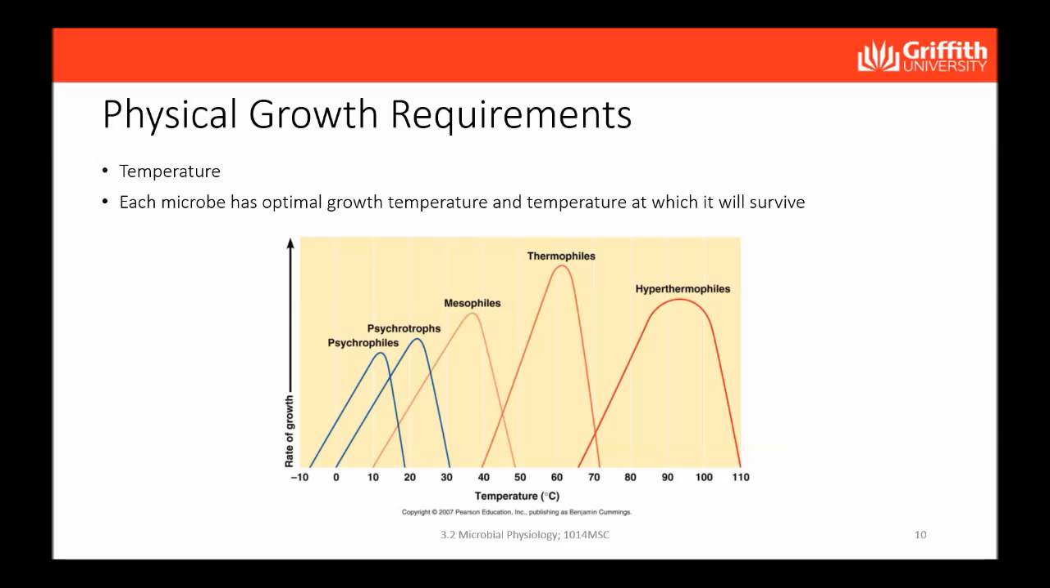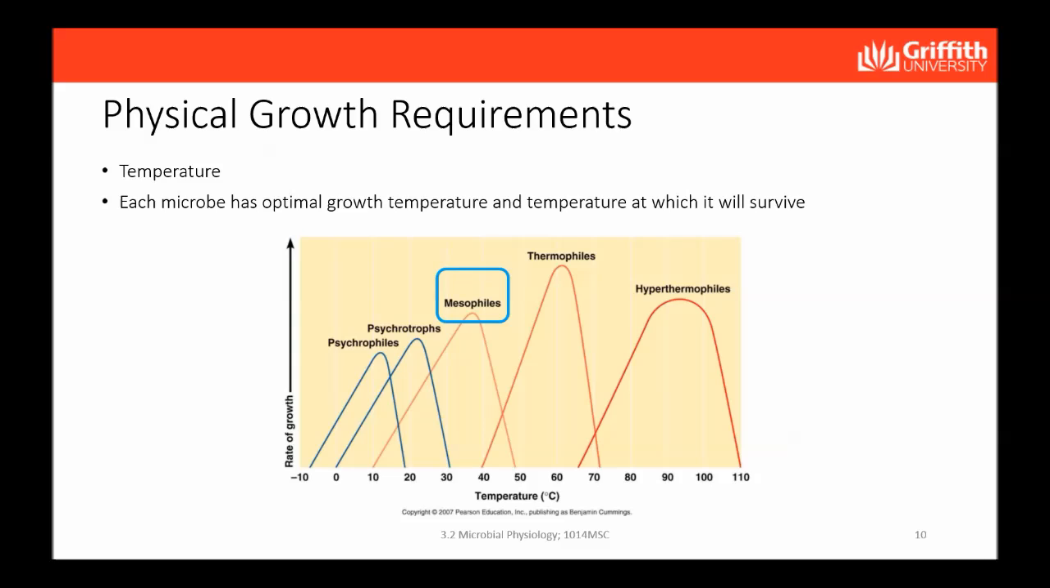Temperature is one of the most important physical growth requirements for bacteria to grow. The graph in this particular slide shows the rate of growth of various bacteria at different temperatures. The peaks in the graphs represent optimal growth temperatures for different bacteria. For example, mesophiles grow between 10 degrees and 40 degrees Celsius. However, the bacterial growth is highest at roughly 37 degrees Celsius, which is our normal body temperature.